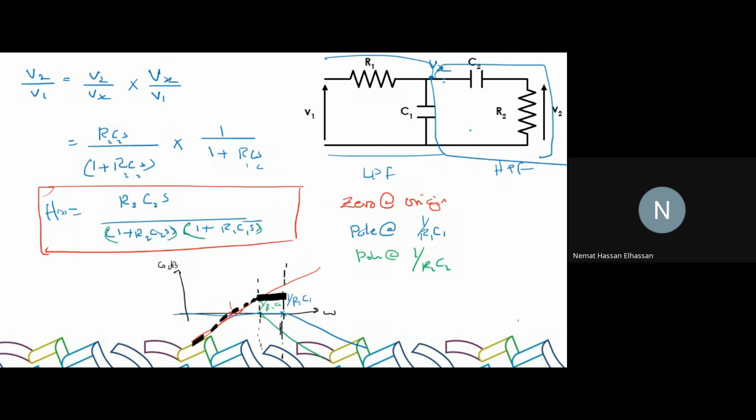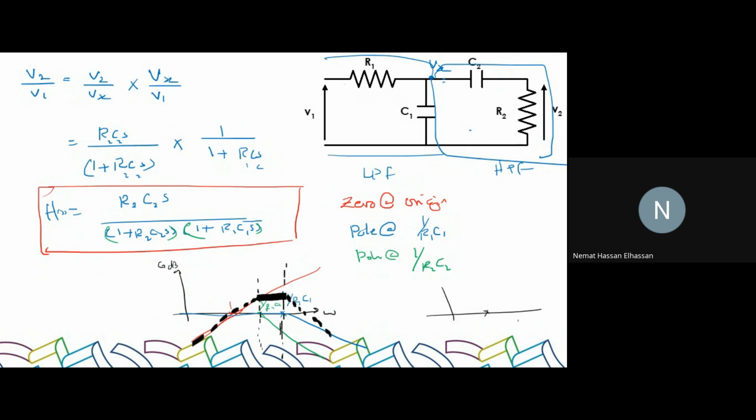And then we get to 1 over R1 C1, and then what happens there? You have the red line, positive 20. We have the blue pole, negative 20. We have the green pole, another negative 20. So positive 20, negative 40. So what would be the rate of change? Negative 20. So we'll start to decrease.